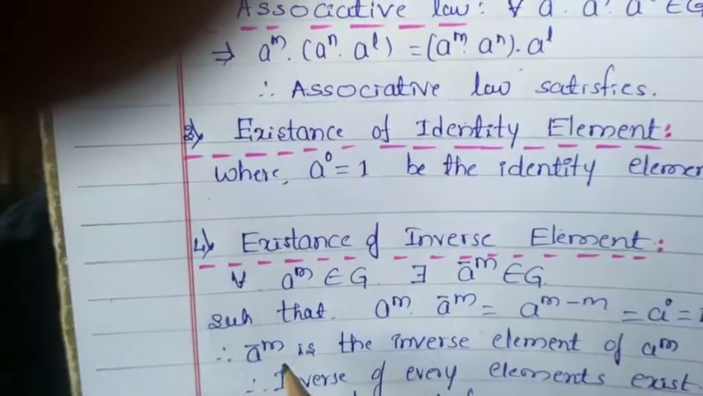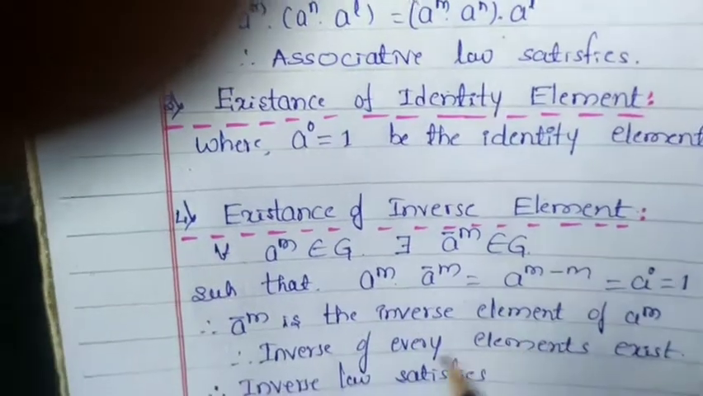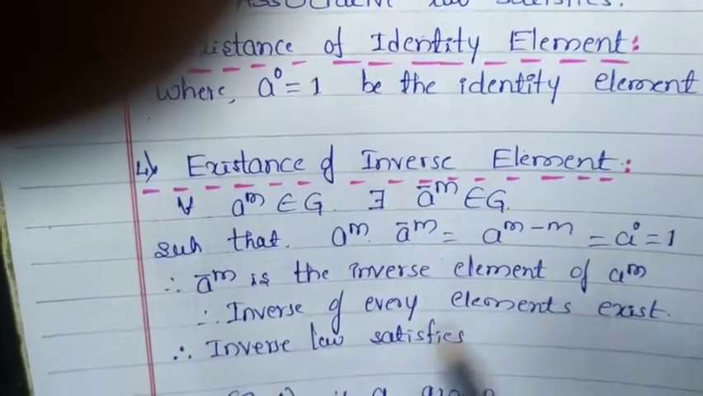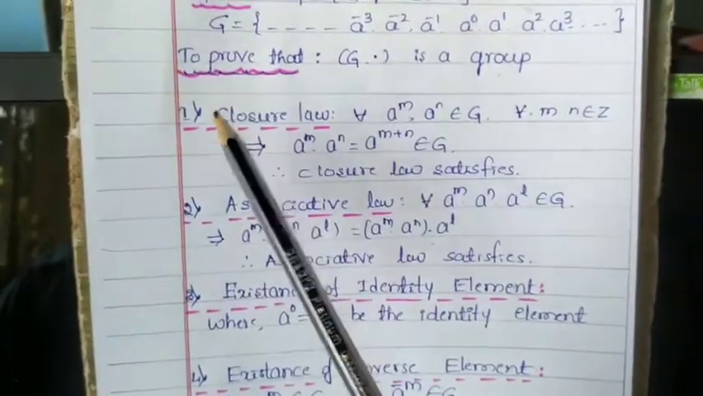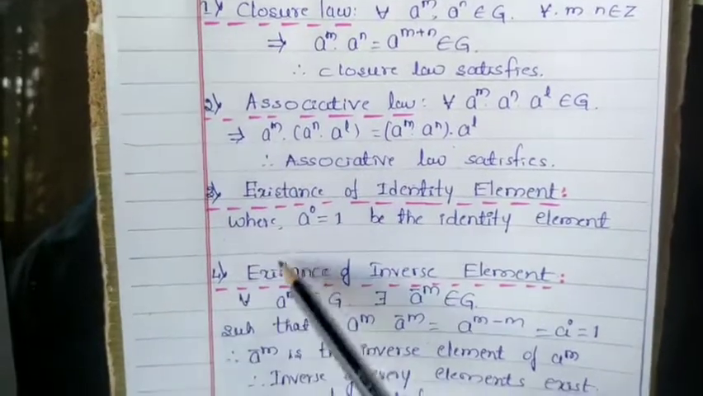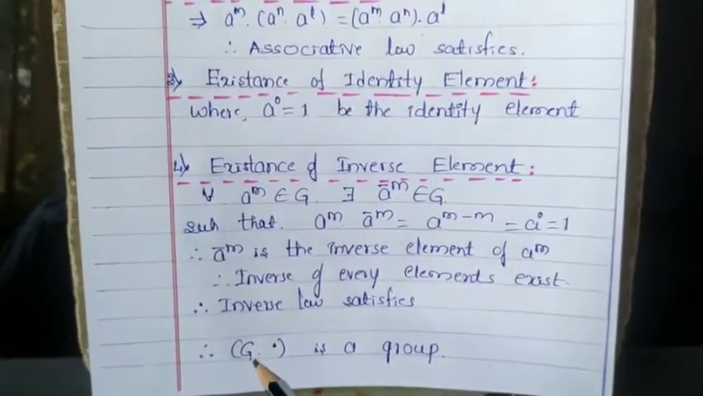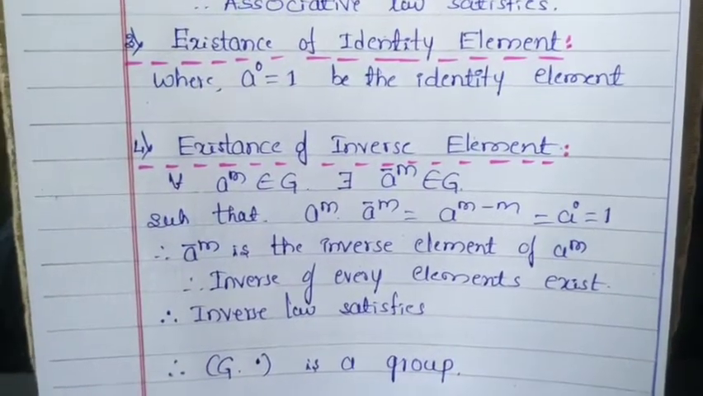Therefore, our conclusion is that a raised to minus m is the inverse element of a raised to m. Therefore, the inverse of every element exists. Hence, the inverse law is satisfied. So we identify that the closure law is satisfied, the associative law is satisfied, the identity law is satisfied, and the inverse law is satisfied. All the conditions have been satisfied. Therefore, G with multiplication is a group.